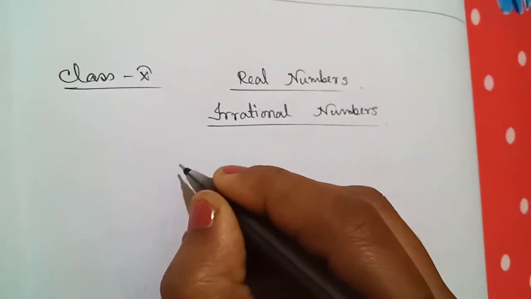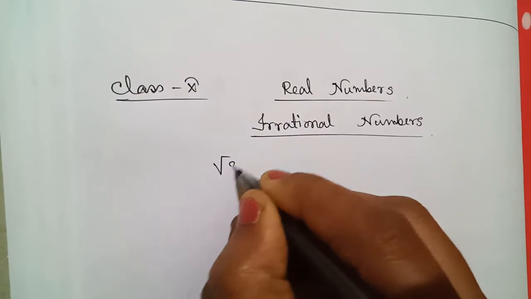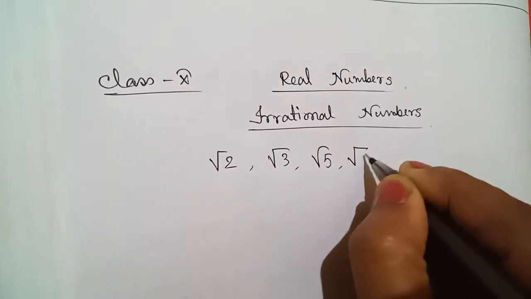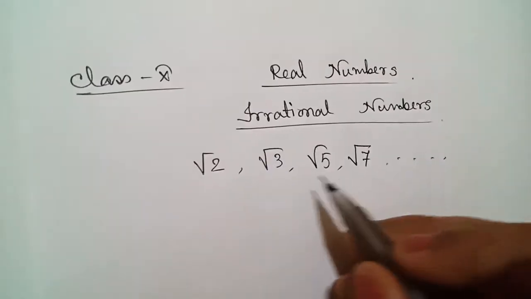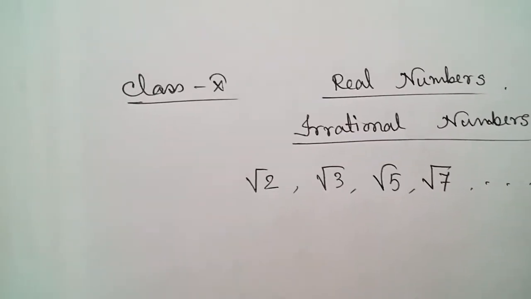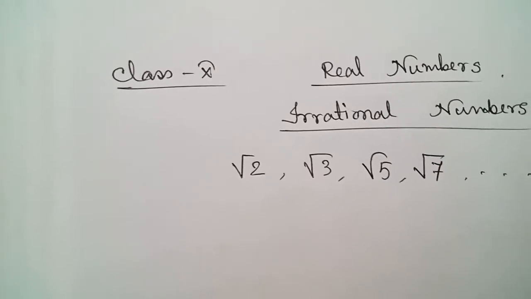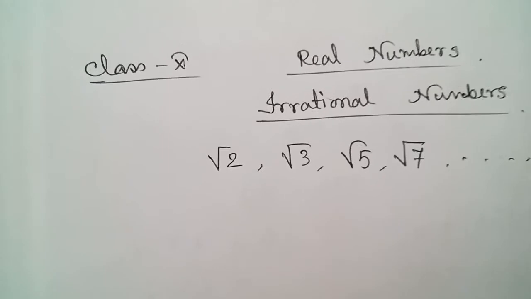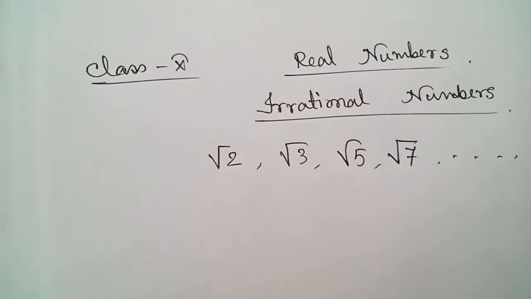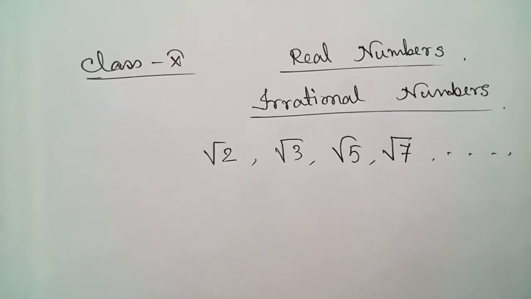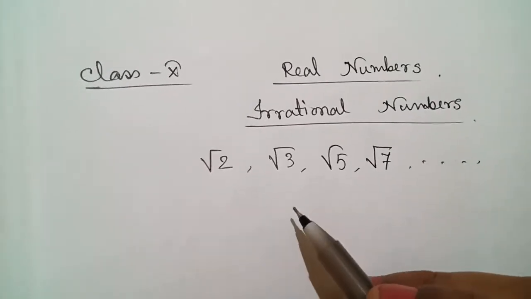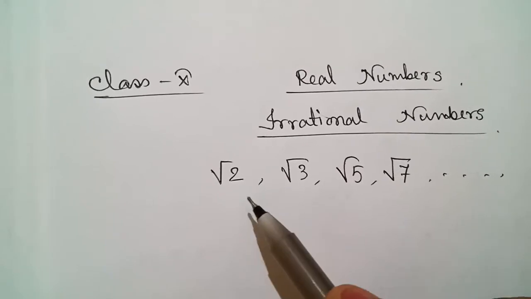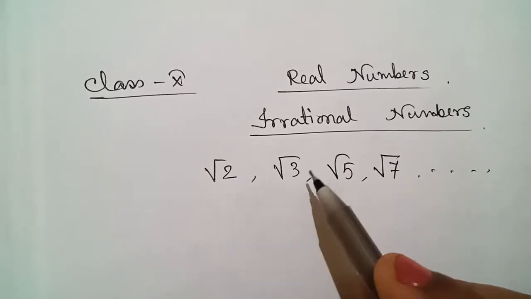Now in class 9 you have learnt that root 2, root 3, root 5, root 7 and so on, that means under root any prime number will always be an irrational number. We knew it from class 9, but we will now prove it in class 10. So our today's topic is proving the irrationality of root 2, root 3, root 5.